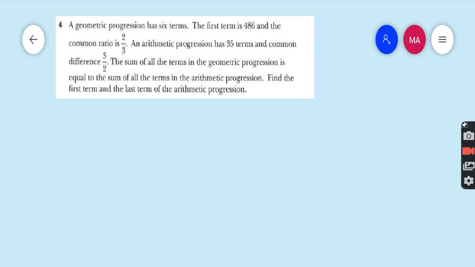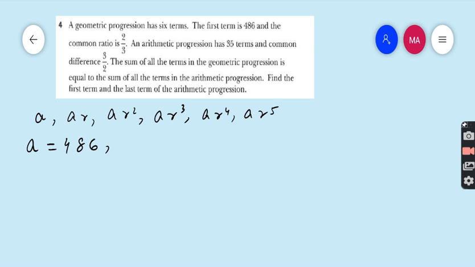Question number 4 is, a geometric progression has 6 terms. So first we have to write 6 terms of the geometric progression. So the 6 terms are: first is A, then AR, AR square, AR cube, AR^4, AR^5. The first term is 486. So the value of A, the first term, is given as 486, and the common ratio is 2 upon 3.